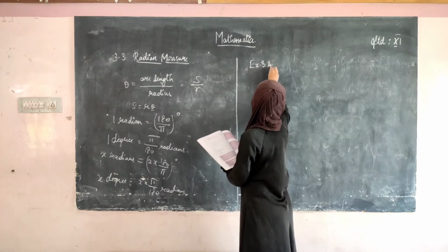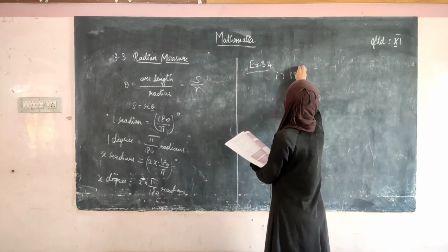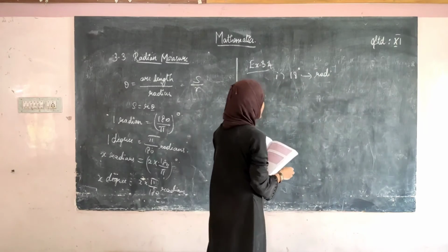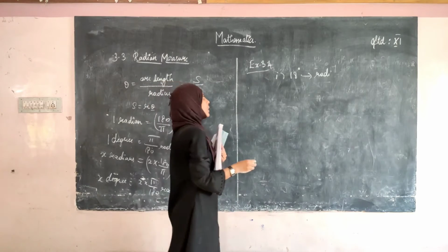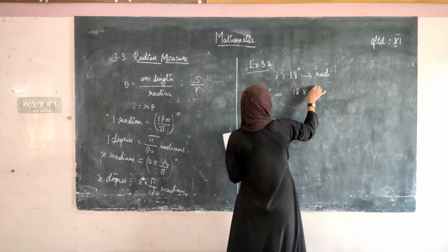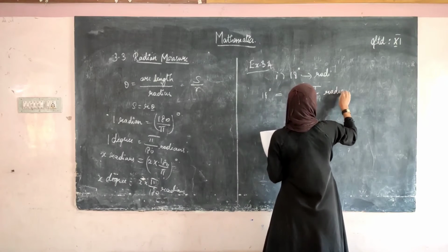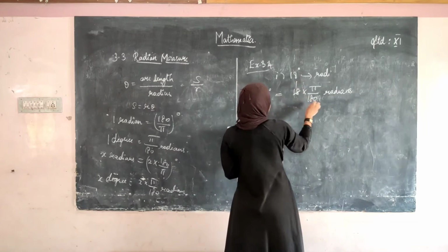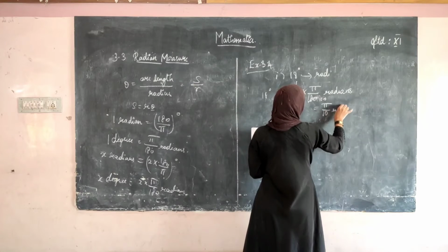Example number 3.4. First you have to convert 18 degrees to radians. Degree to radian means the term into pi divided by 180, right? So 18 degrees is equal to 18 into pi divided by 180 radians, which is equal to pi by 10 radians.